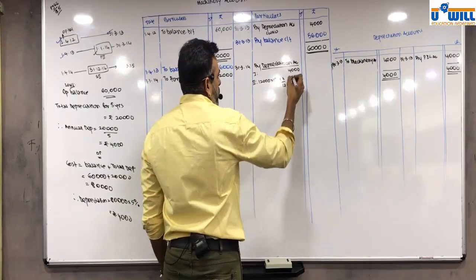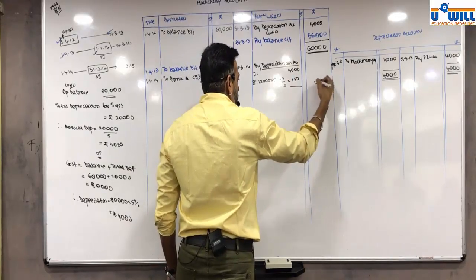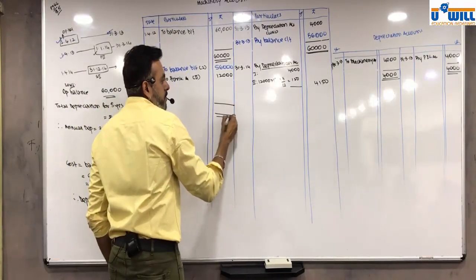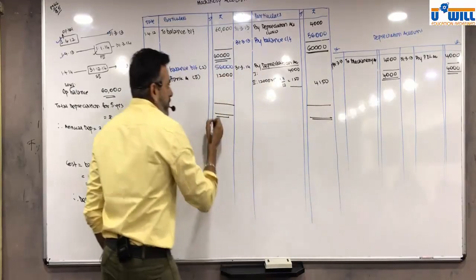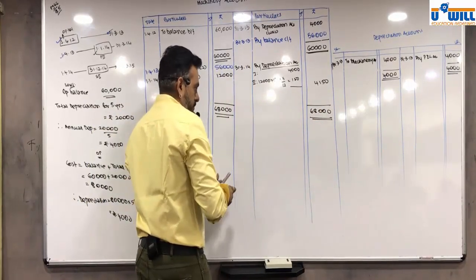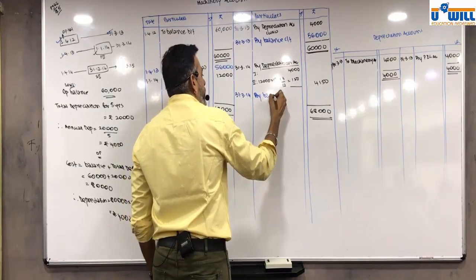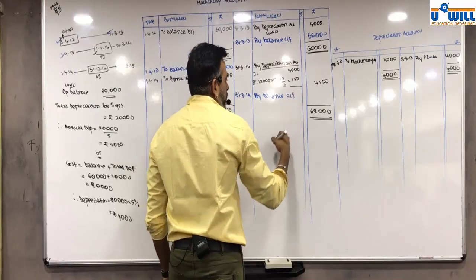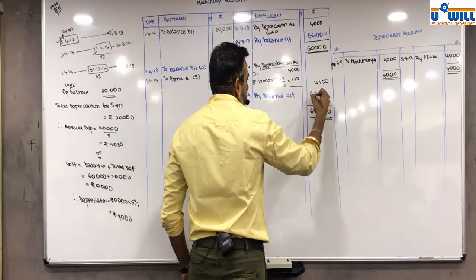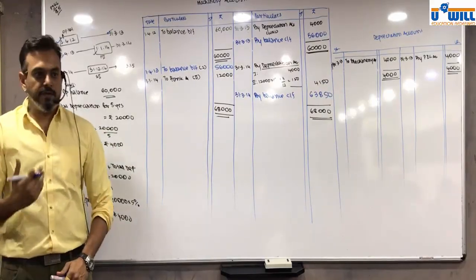How much? 150. Total 4,150. Balance it. 68,000. 31/3/2014, by balance carried forward, 68,000 minus 4,150, 63,850. Let me see how it comes to 68,350.